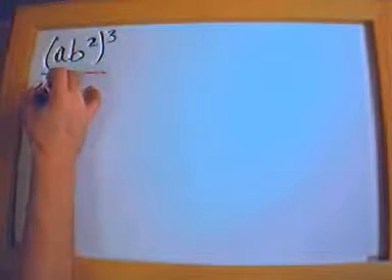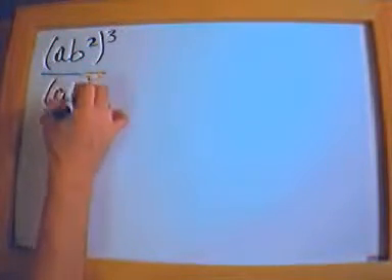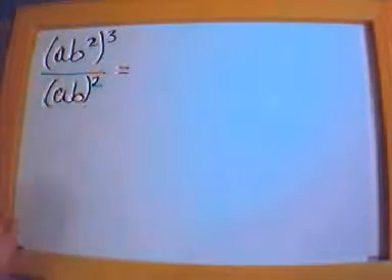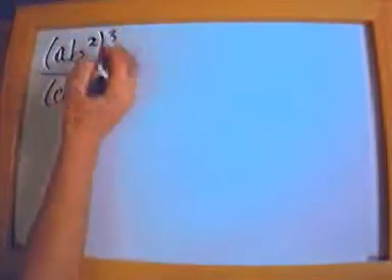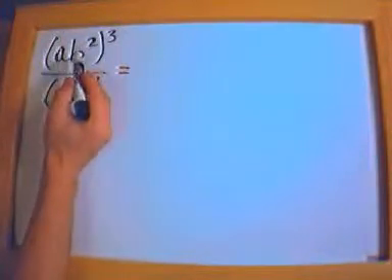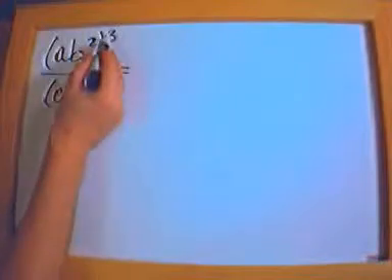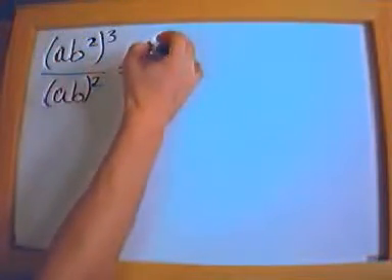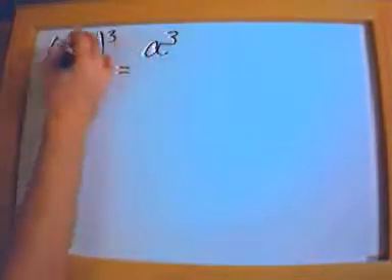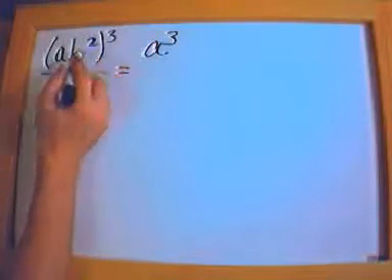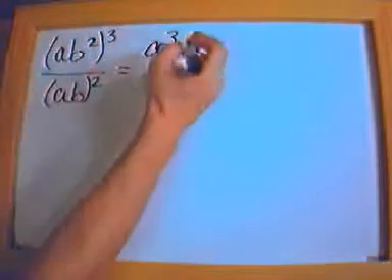Let's say we have (a b squared) raised to the third power, all over a b squared. If I simplify the top, I've got this quantity raised to the third power, so the 3 gets distributed in. So I've got a to the third, because that goes into the a, and then I've got b squared raised to the third power.